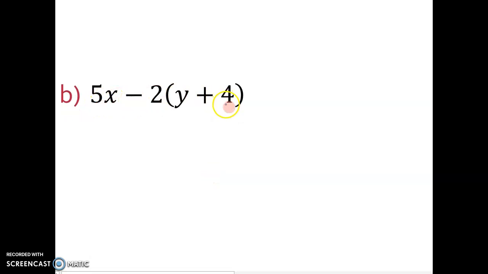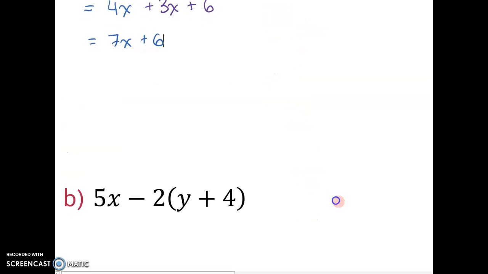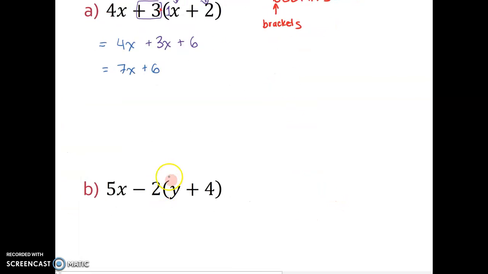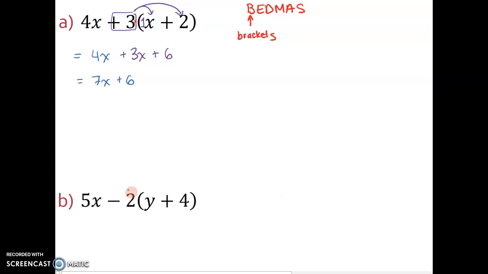Now I have this expression. So now, as you learned, just like before, I'm going to have to deal with this bracket first. And that means I have to distribute. And what I'm distributing is this negative 2, right? The sign in front of it goes with it. So I'm going to be distributing it to each of those things inside the brackets.